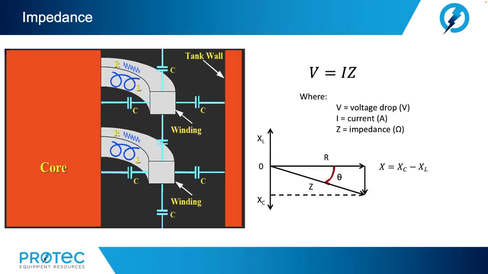The voltage drop across an AC circuit element equals the current times the impedance. The equation voltage equals current times impedance is the mathematical representation of the voltage drop across an AC circuit.